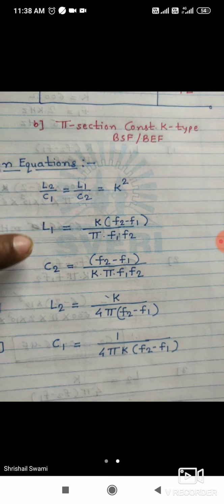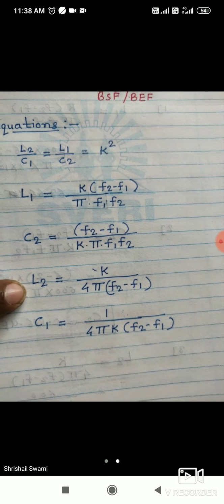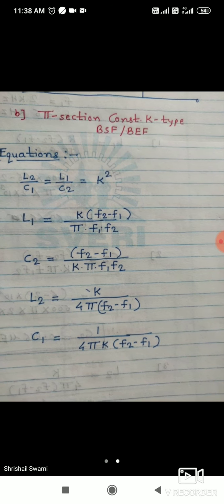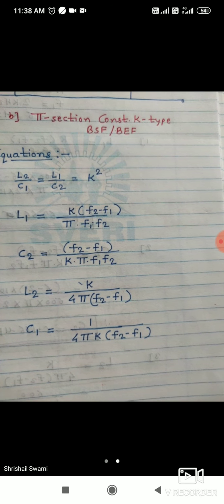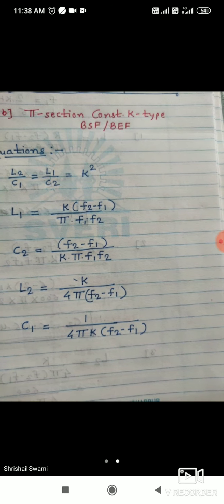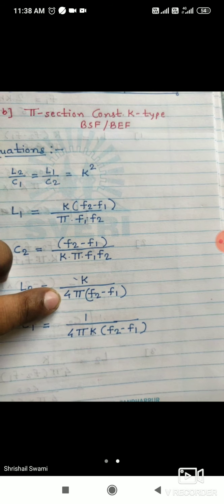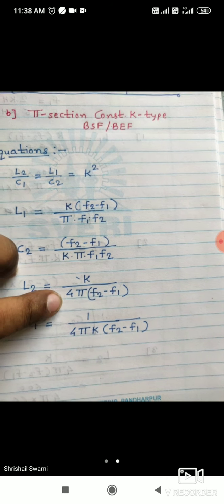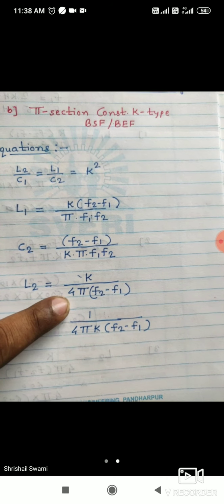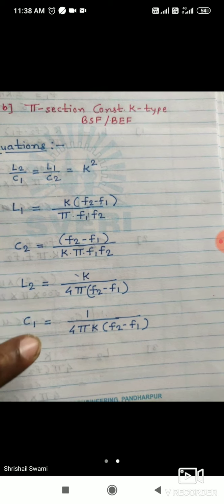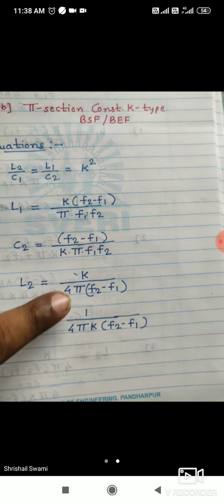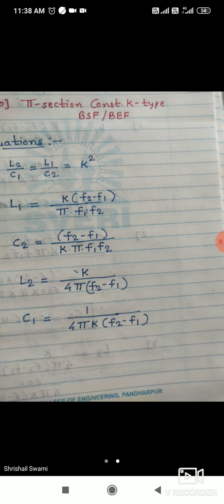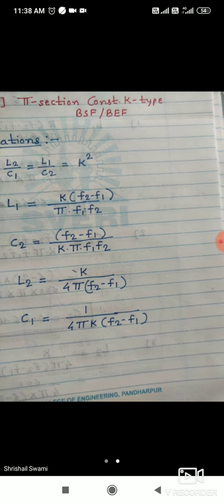Once you get L1 and C2, now consider the L2 equation. L2 you can compare with L1 of the bandpass filter. So there will be K upon pi into F2 minus F1. There the 4 was not there. Here you multiply by 4. Understood? So 4 is the new thing. If you get L2, you can easily get the equation of C1, just taking K in the denominator. That is C1 is equal to 1 upon 4 pi K into F2 minus F1.